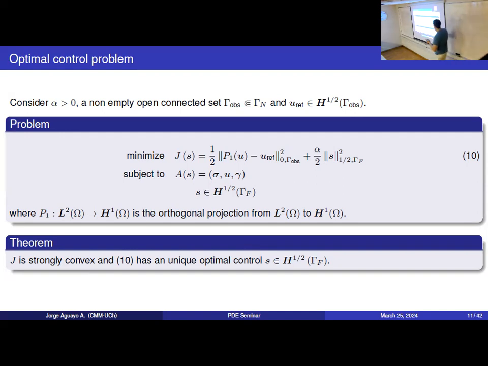So we are comparing a projection from L2 to P1 for the displacement with a reference in an observation region, and we need to add some penalization term. It's the classic Tikhonov term for the control also.